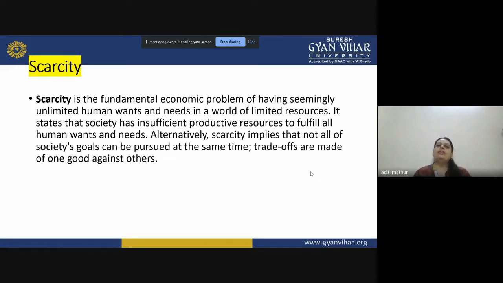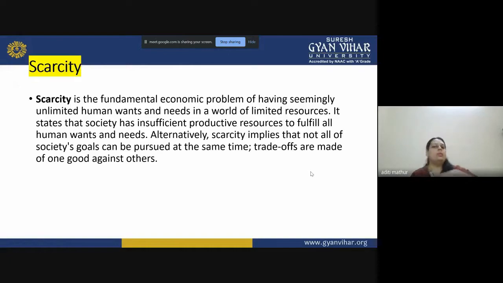Before that, we should know what we mean by the term scarcity. Scarcity is the fundamental economic problem of having seemingly unlimited human wants and needs in a world of limited resources. So what I'm saying is that we have limited resources, but as humans, we have unlimited wants and needs associated with us.